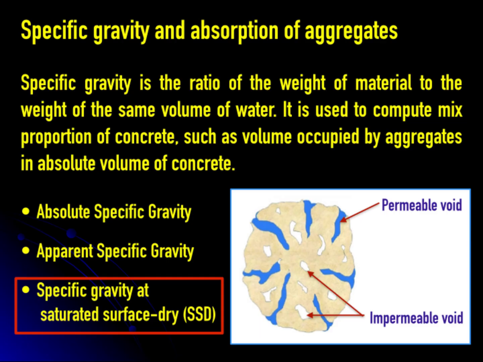So saturated surface dry condition is defined as the condition of the aggregate in which the surface of the particles is dry, but the permeable voids are saturated with water. This condition is an ideal condition of the aggregate and very useful to calculate the mixed proportion of the concrete.